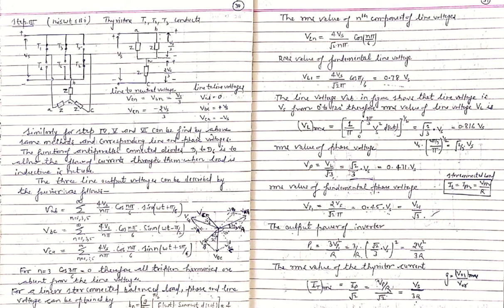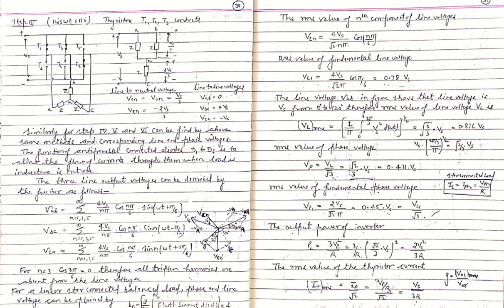So now we will find the expression of the Fourier series for the line as well as the phase voltages. The VAB Fourier series, that is the line voltage, is given by the summation for n equals 1, 3, 5 to infinity of 4 Vs divided by n pi, cos n pi by 6, into sine of omega t plus pi by 6.